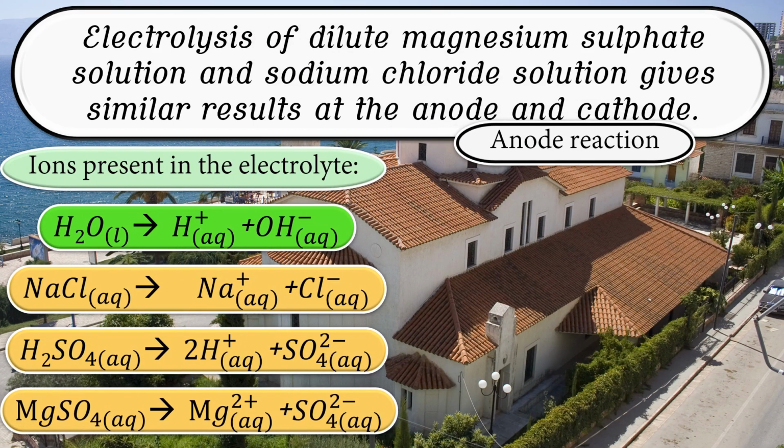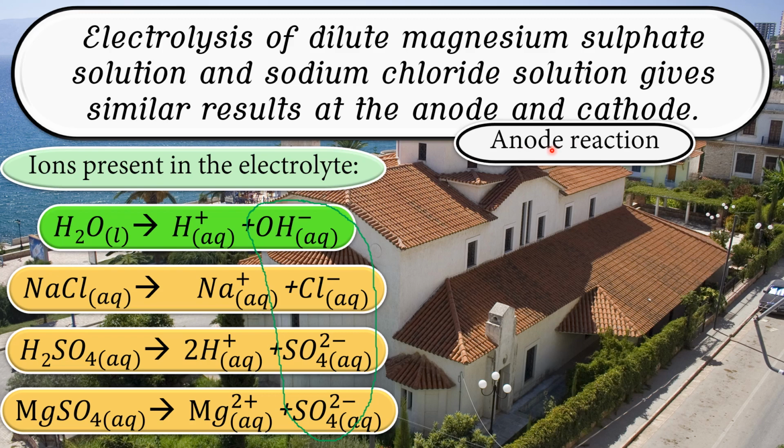Now, we want to ask ourselves, what is going to happen at the anode? What is going to take place at the anode? So we say that at the anode, all the negatively charged ions, which we call anions, are going to be attracted and taken to the anode. And when they go to the anode, some of them are going to be discharged.